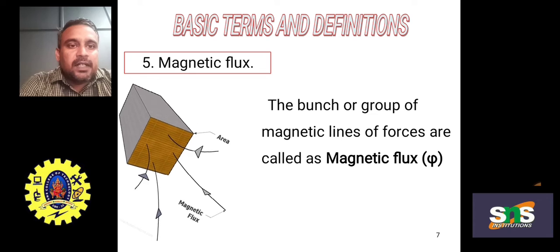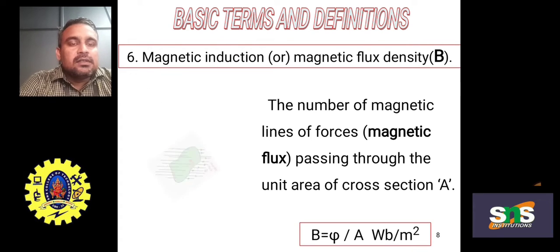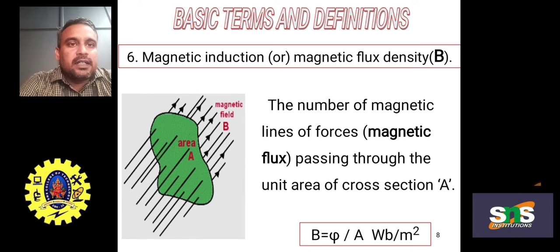So magnetic flux: the total number of magnetic lines, a bunch or group of magnetic lines of force, is called magnetic flux. The next is magnetic induction or magnetic flux density B: the number of lines of force passing through the unit area of cross section A.